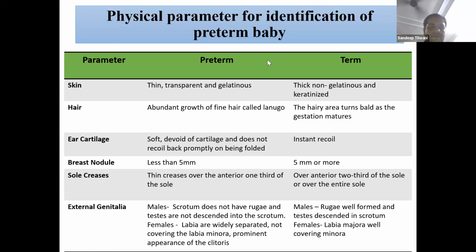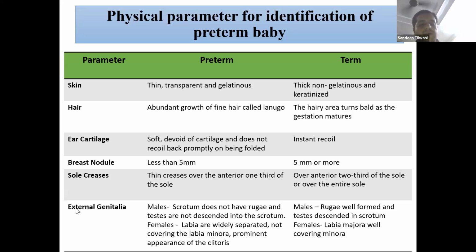So the breast nodule, as I told, would be less than 5 millimeters in a preterm baby, and more than 5 millimeters in term babies. When it comes to the creases of the sole, they would be present only over the anterior 1/3 of the sole in preterm babies, whereas in term babies, the sole creases would be present over either the anterior 2/3 or the entire sole.